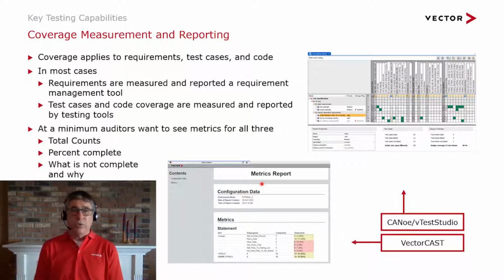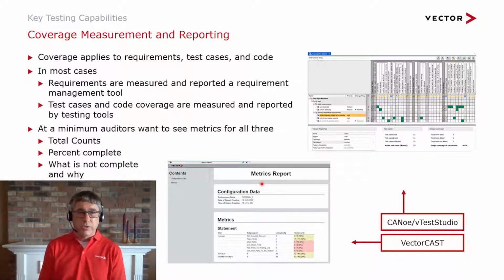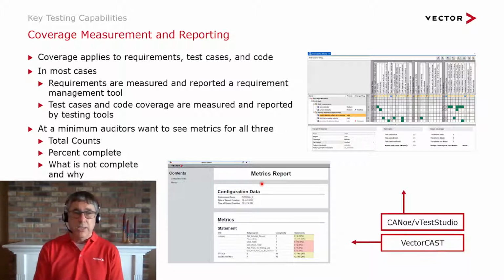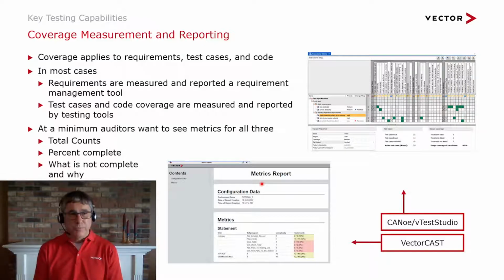Again, I'm showing a slightly different view of the traceability matrix inside of CANoe and VTest Studio. From this view, you can see your requirements and how they link to test cases and test case results. VectorCast also shows requirements and your test case results, but in addition, it will show code coverage. What I included here in the slide is just a little snippet of a metric report that is reporting out some statement coverage for some sample code that we use during demos.